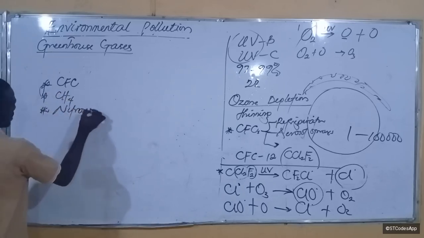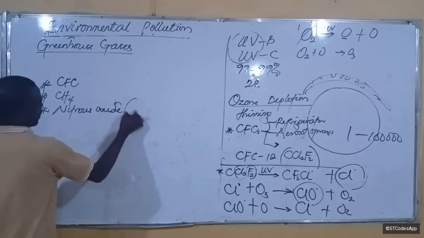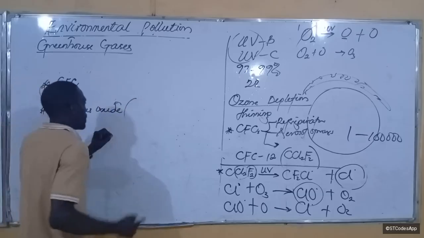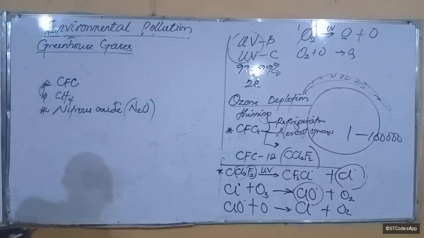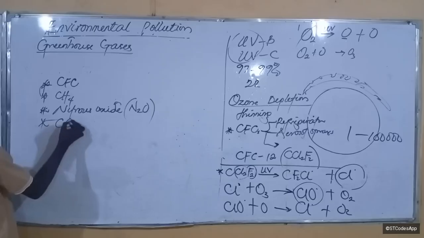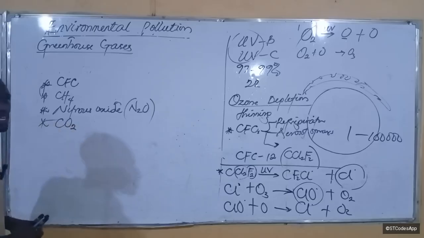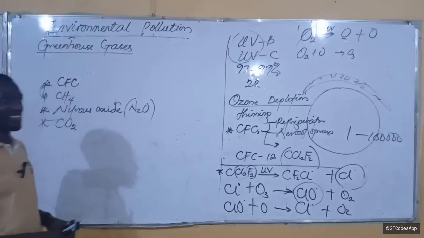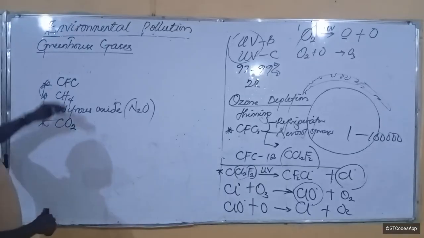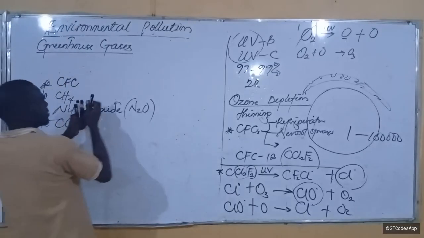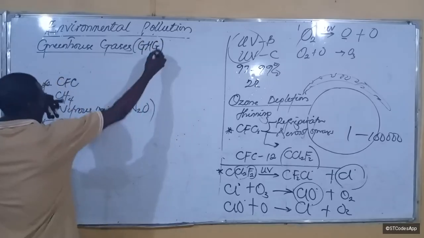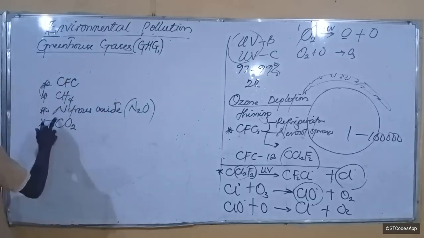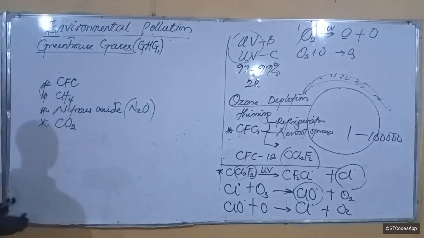Nitrous oxide, its proper name is dinitrogen monoxide. We have many more. Even carbon dioxide, like I said, is also a greenhouse gas. Yes, it's also a GHG. That's the general name, that's what greenhouse gas means. So CO2 is a greenhouse gas as well.